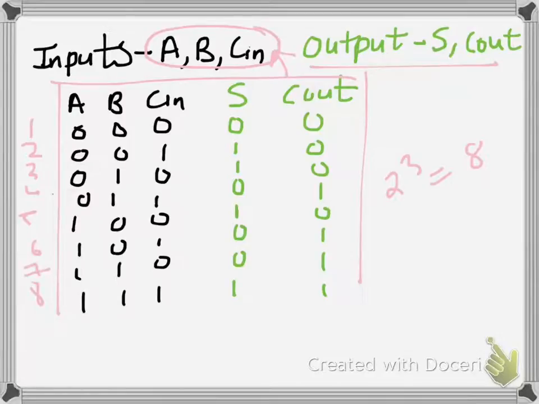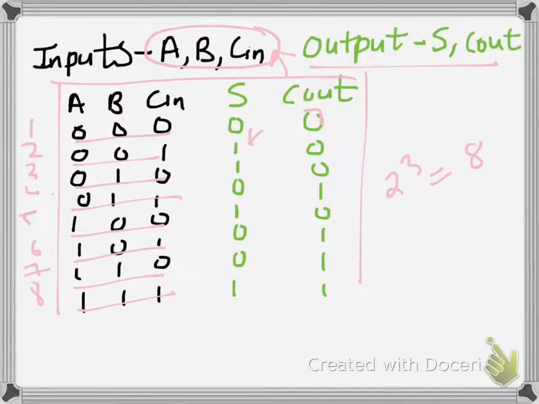So let us just start with it. The numbers are written from 0 to 7. Now coming to the sum and the output. Now 0 plus 0 plus 0 will be 0, and output carry will also be 0. 0 plus 0 plus 1 will be 1. So the output S will be 1 and C out will be 0.